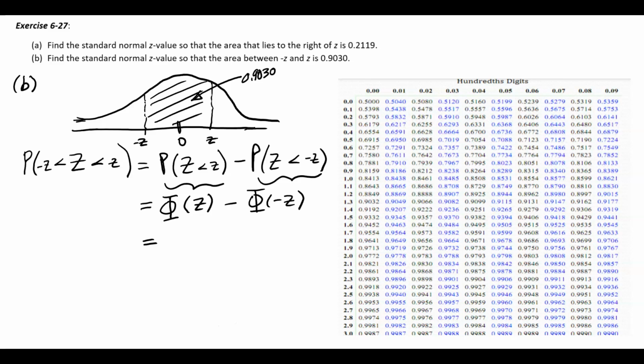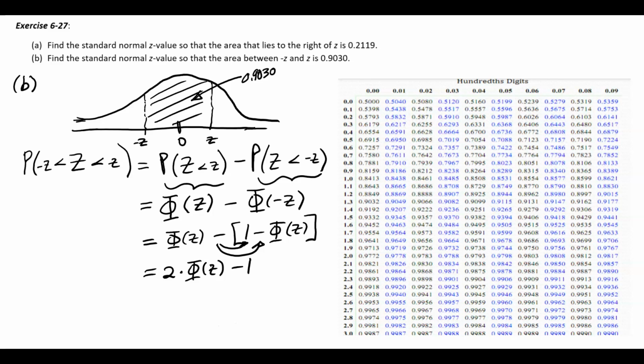You should also recall that phi of negative z is 1 minus phi of z. So this is phi of z minus (1 minus phi of z). Well, if I distribute my negative, I end up with a plus phi of z, so that gives me 2 phi of z minus 1. You may have recalled this from one of my PowerPoint slides where I showed you that this is the case. At any rate, remember, we have to stay focused on our goal.